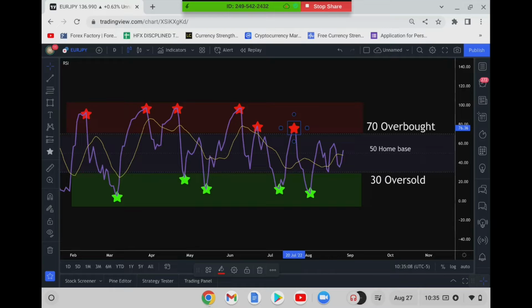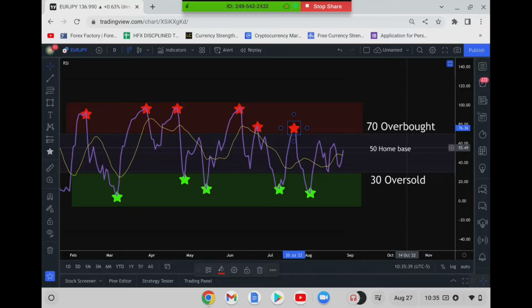Now you can see we currently have price ranging between our 70 and our 30, and it's currently around our home base, which is our neutral area. If I'm being very honest, this is not a place where you really want to look for trades. However, you can use this area to look for entries on continuations. And I will show you exactly what I mean.